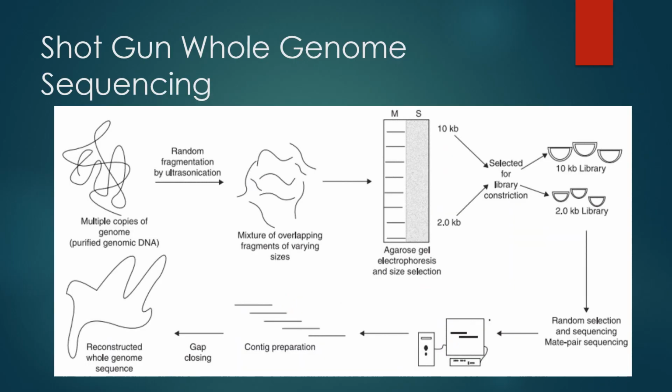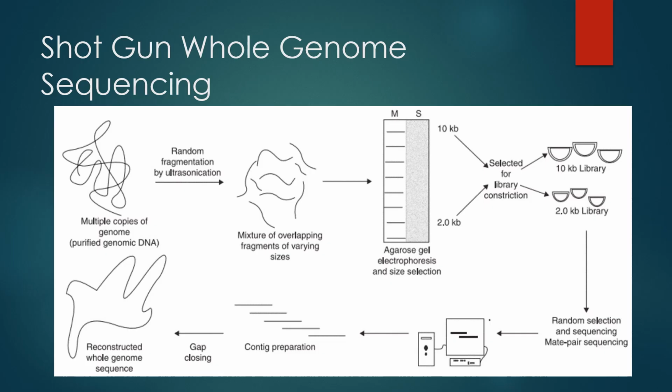Moving down to the next step, that is shotgun whole genome sequencing. This is a special approach in whole genome sequencing, and it has been quite useful in several genome projects that are underway. Particularly, this approach has been very popularly used in the human genome project, where the first step begins with multiple copies of the genome being purified, and then subjected to random fragmentation by ultrasonication. This leaves you with a mixture of overlapping fragments of varying sizes, which are then segregated using agarose gel electrophoresis, and based on the sizes we select the fragments.